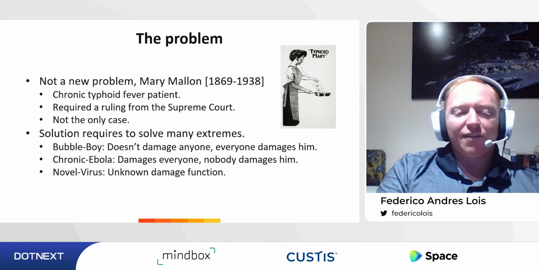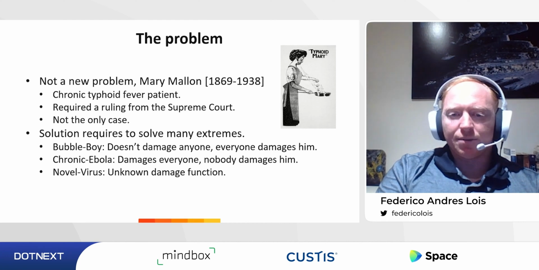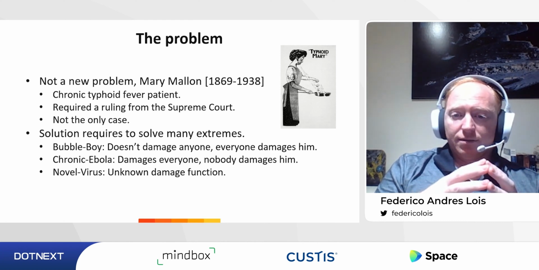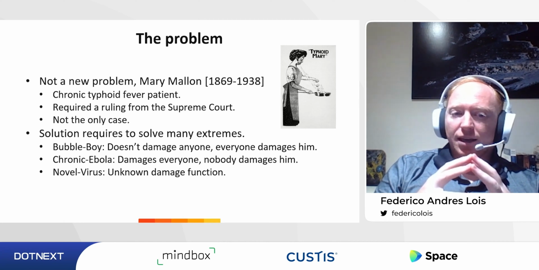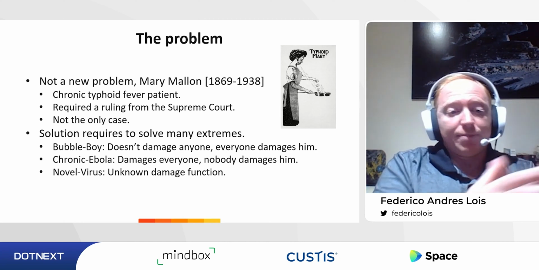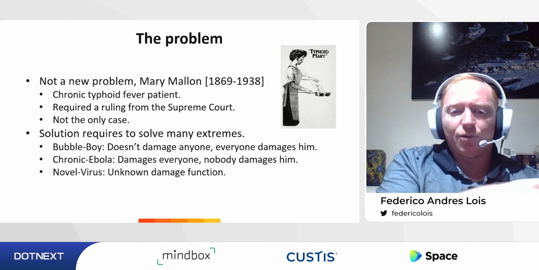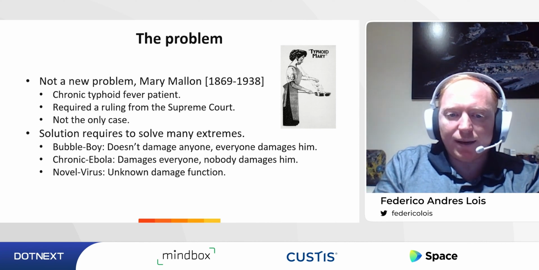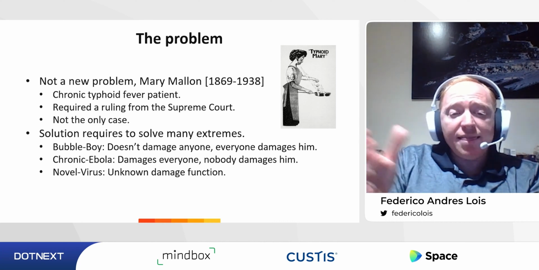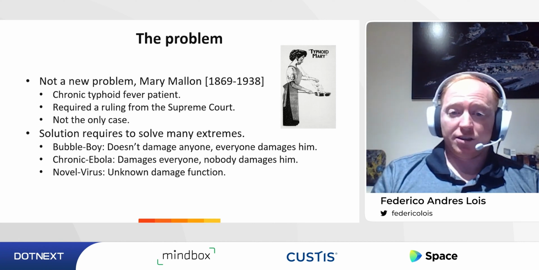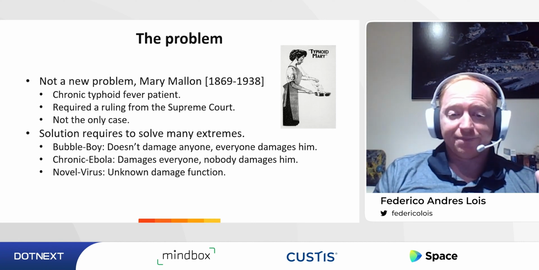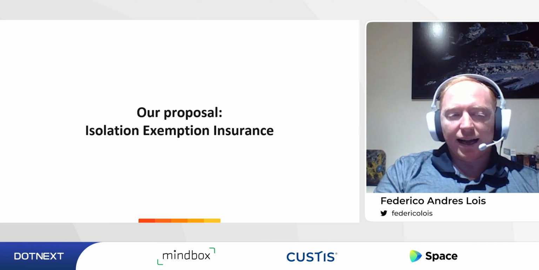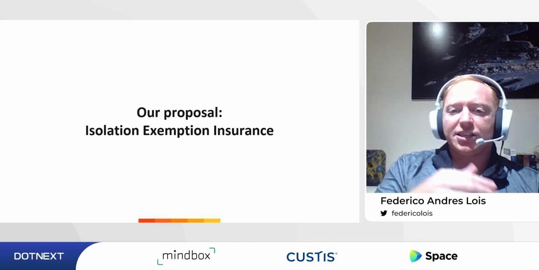But if you want to try solving this problem, you need to understand there are many extremes. You have, for instance, Bubble Boy. Bubble Boy has a compromised immune system, so he cannot damage anyone, because if he gets any pathogen, it damages him. And you have the other side, the chronic typhoid fever, or let's say chronic Ebola, where nobody damages him because he's immune to it, but he damages anyone he's in contact with. And then you have the novel virus, where you don't even know the damage function, which was our case back in March. We found a potential solution to this problem, and we discussed it in our paper, which is the isolation exception in SEIRS.